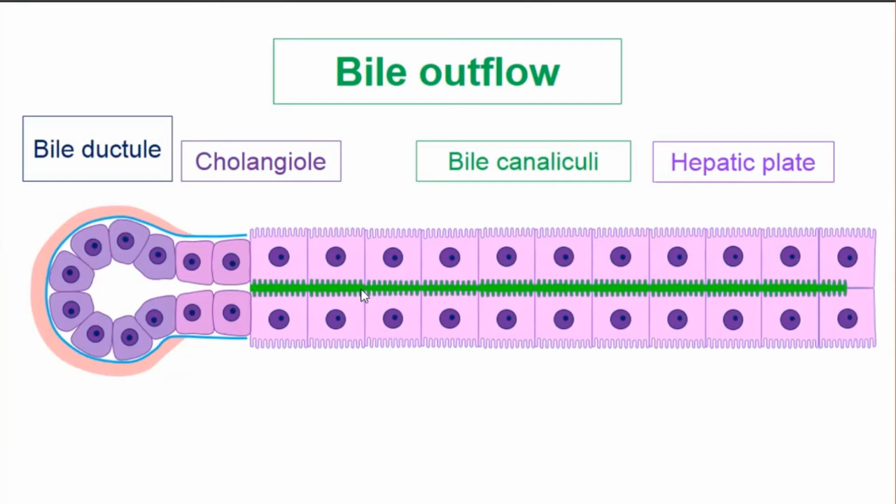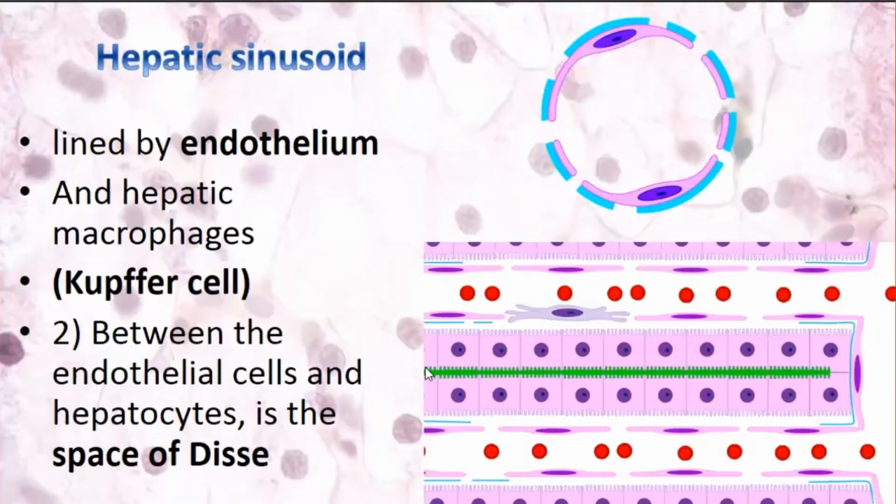So bile from bile canaliculi goes to the cholangiole and to the bile duct, which carries this bile and forms a network of bile ducts inside the liver. So here you can see bile outflow, bile circulation in the liver.